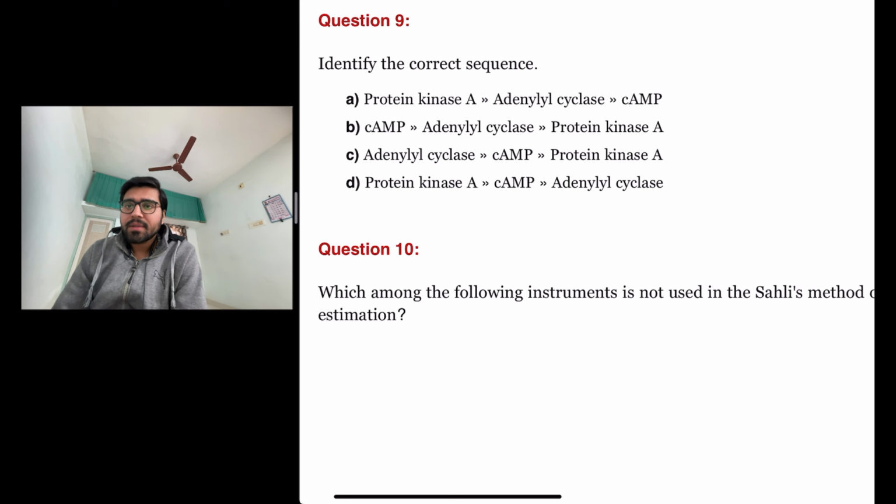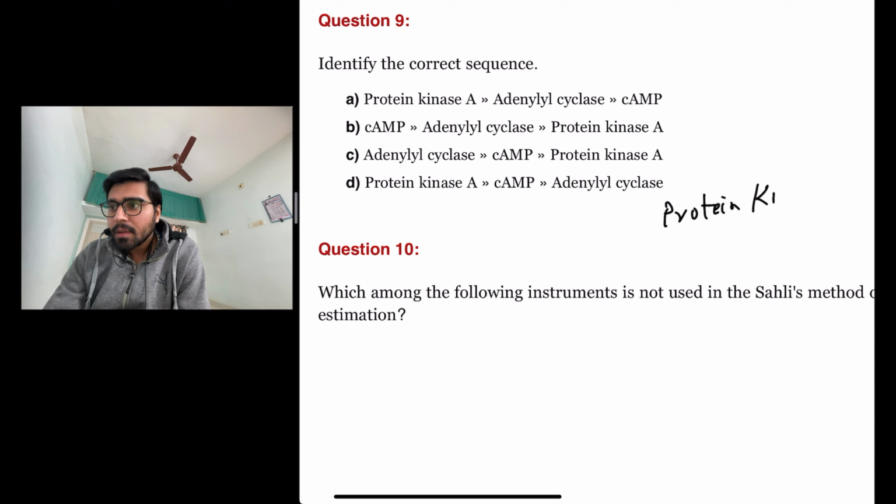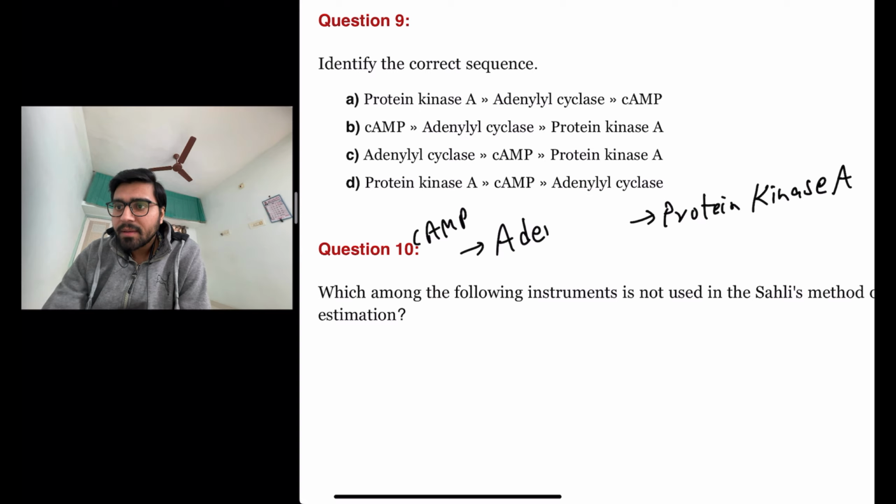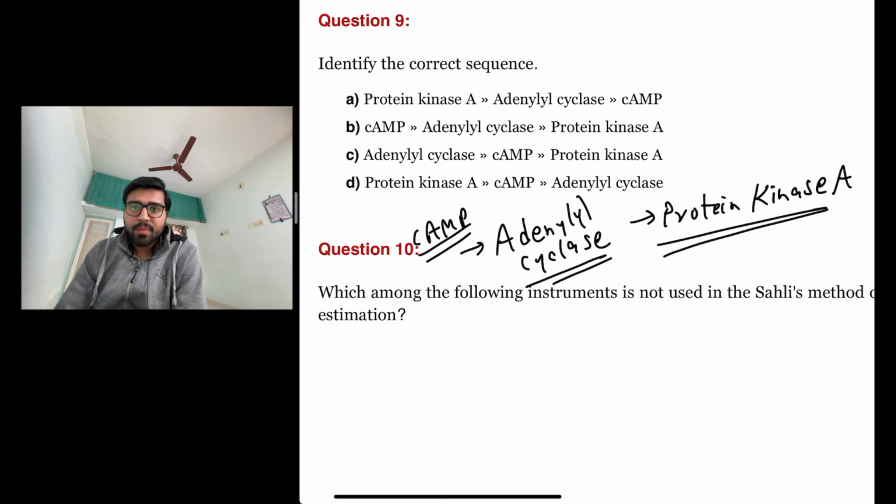The next question is, identify the correct sequence. So the correct sequence of protein kinase A formation is, first adenylyl cyclase acts to produce cyclic AMP, then cyclic AMP leads to the formation of protein kinase A. So the answer here is option B.